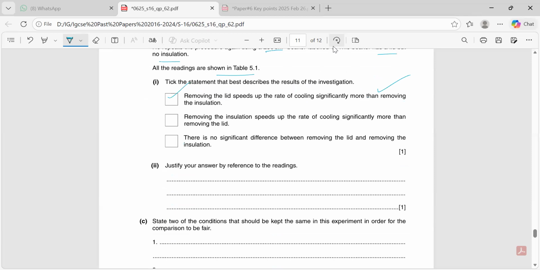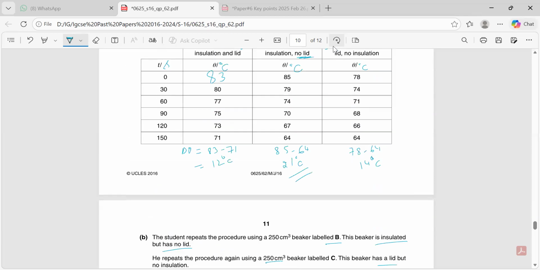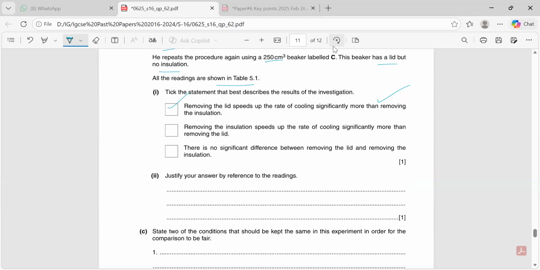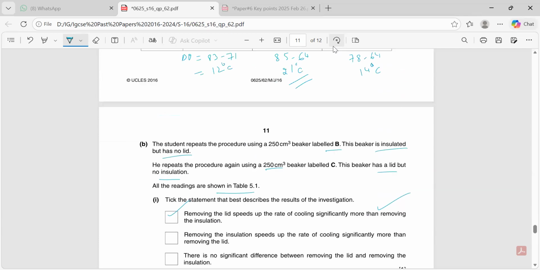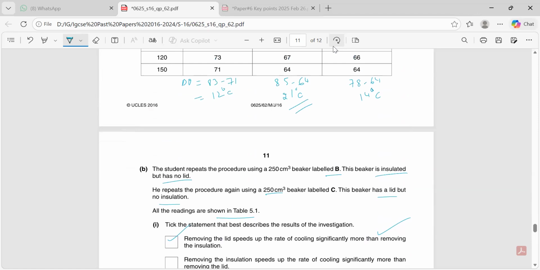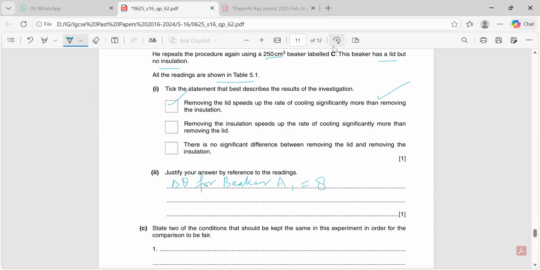Now, what can I do? I will say beaker A, delta theta. I will write all the values. Delta theta for beaker A is equal to 83 minus 71, only 12 degrees Celsius.